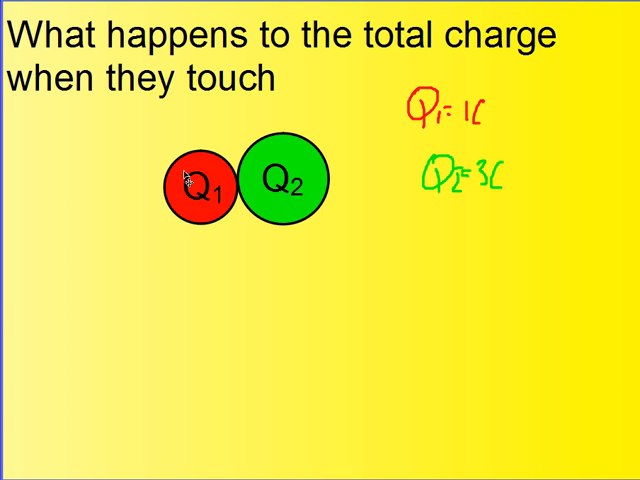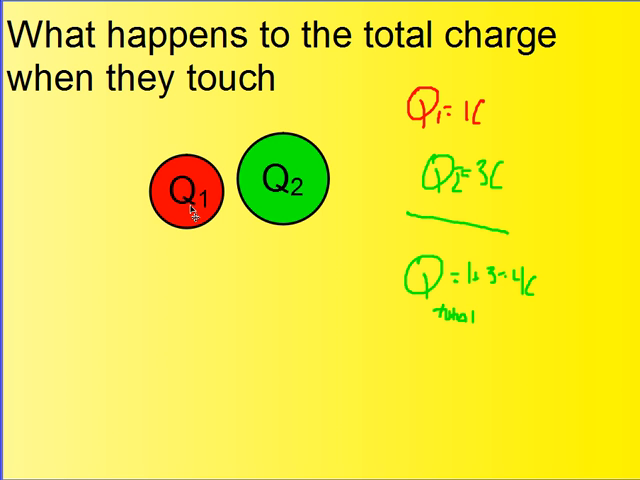As soon as they touch, the charge distributes evenly. So the total charge becomes the sum of the two. So the total charge of the whole thing is 1 plus 3, or 4 coulombs. So the total charge is 4. So what happens if I were to separate them? Think about it. The charge is evenly distributed. If I separate them, this one will be 2 coulombs, and this one will be 2 coulombs.